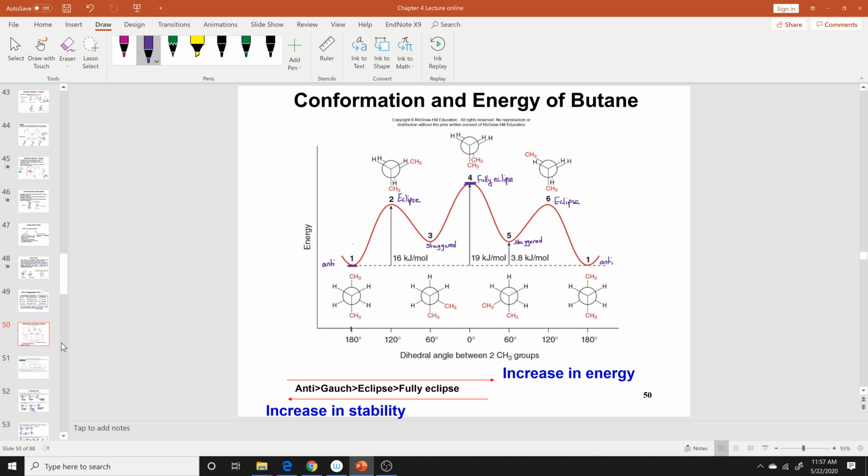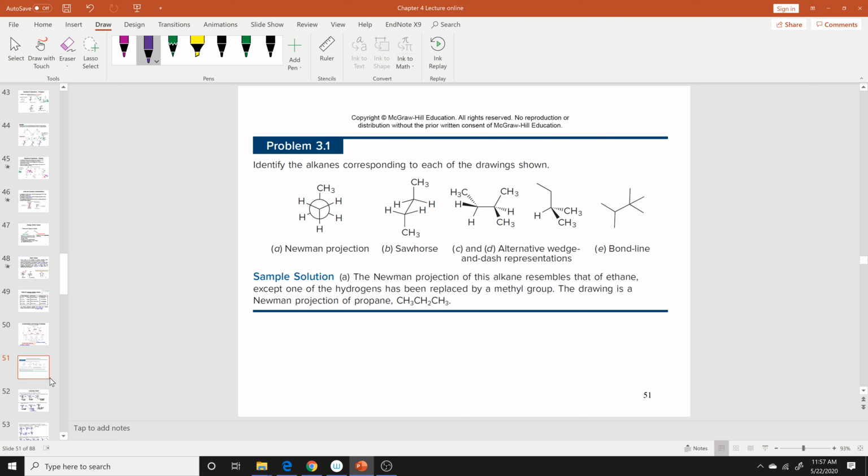Always remember that the staggered is lower in energy than the eclipsed. The staggered here in this case has a gauche interaction, but the eclipsed has eclipsing, which is a torsional energy. Here I have a steric strain. Here I have torsional strain. The torsional strain is higher in energy than the steric strain. We can easily calculate that.